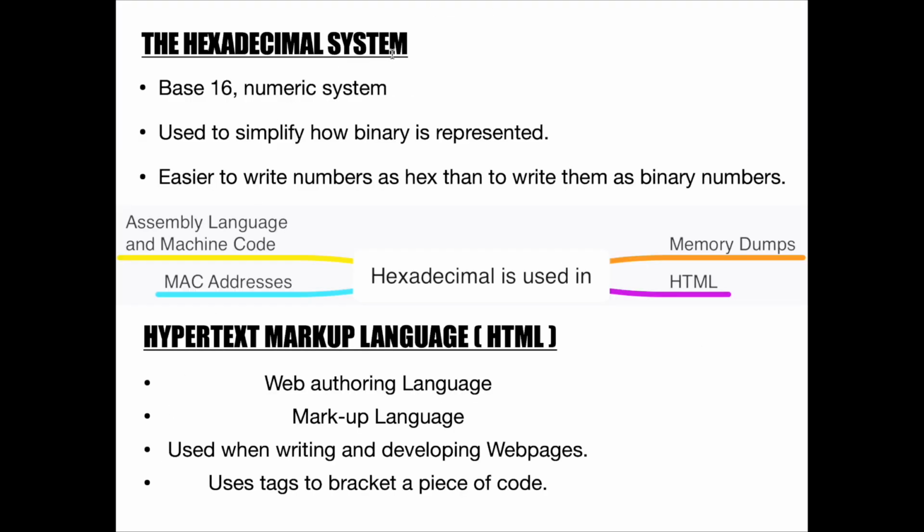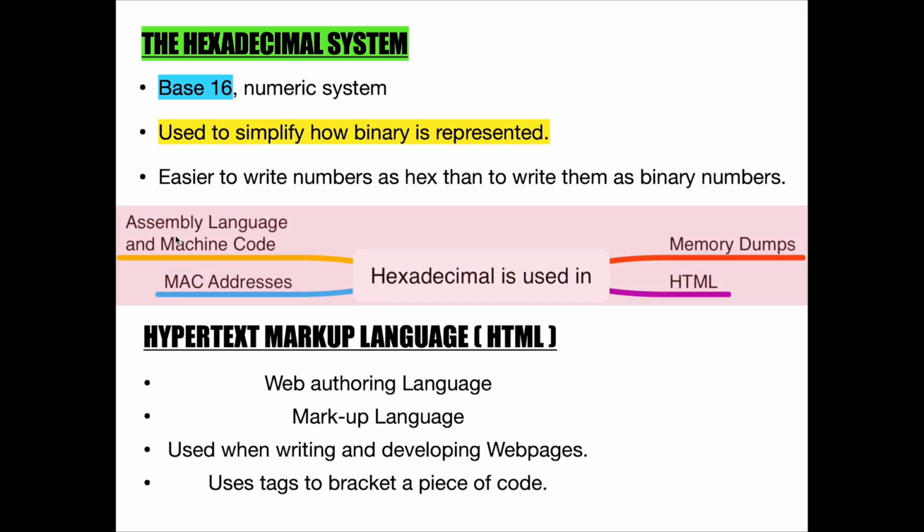The hexadecimal system is the next subtopic. It is a base 16 system, which means its values are made up of 16 to the power x values. This system is used to simply represent the binary system. It is easier to use the hexadecimal system than the binary system. The diagram below presents the various concepts where the hexadecimal system is used.